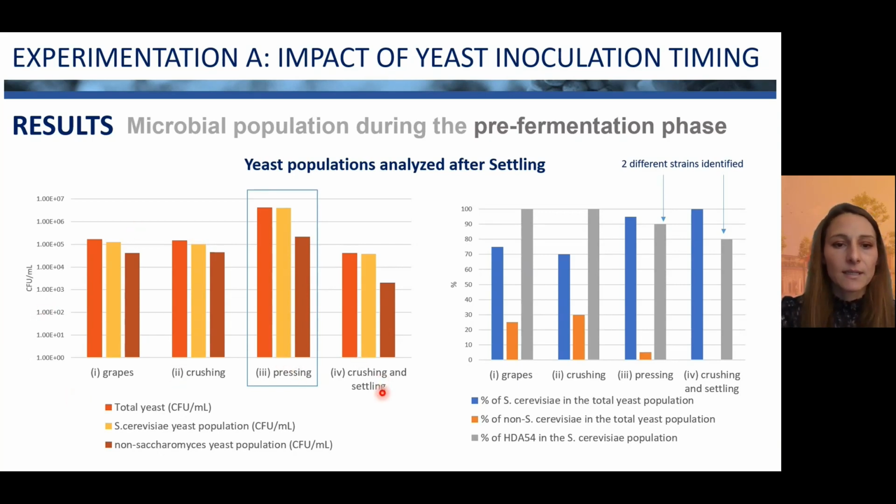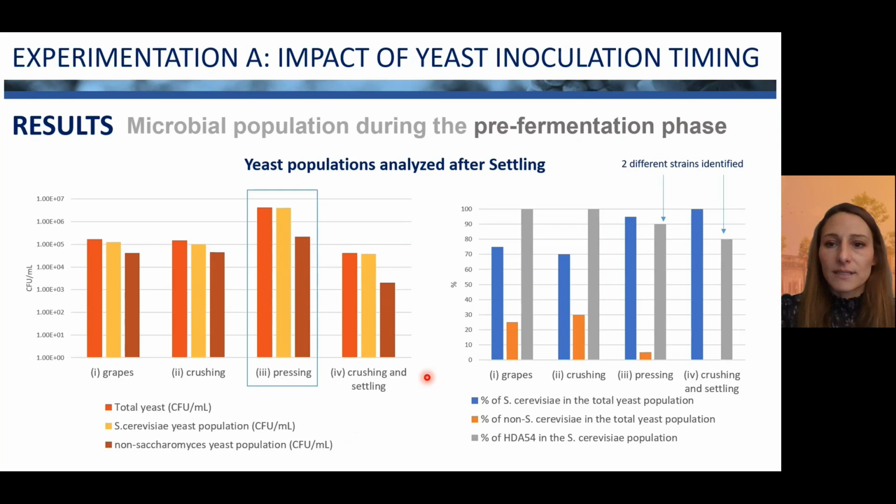So we can see that the scenario that had the highest yeast population, the Saccharomyces cerevisiae yeast population, was after pressing, which we assume is because you start being in a true liquid phase at this time, so the yeast can develop very quickly.